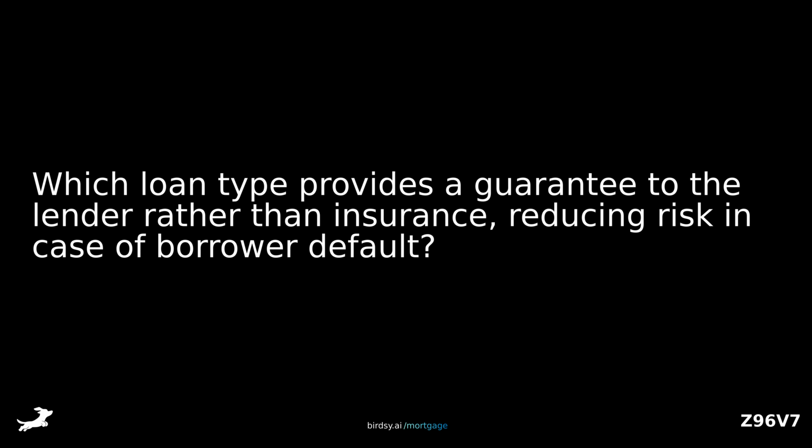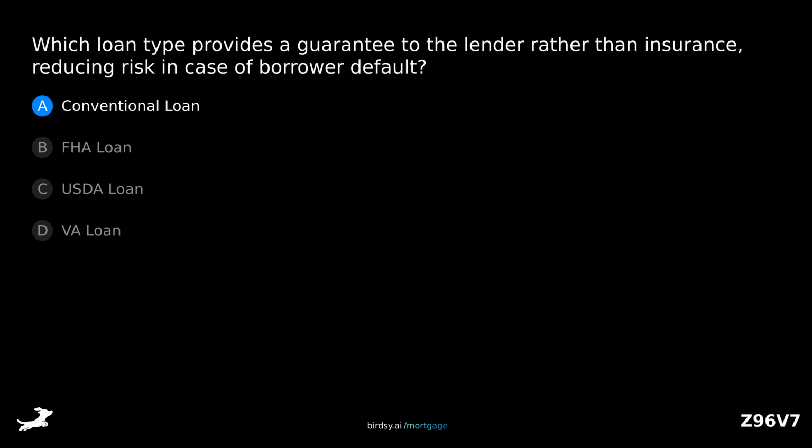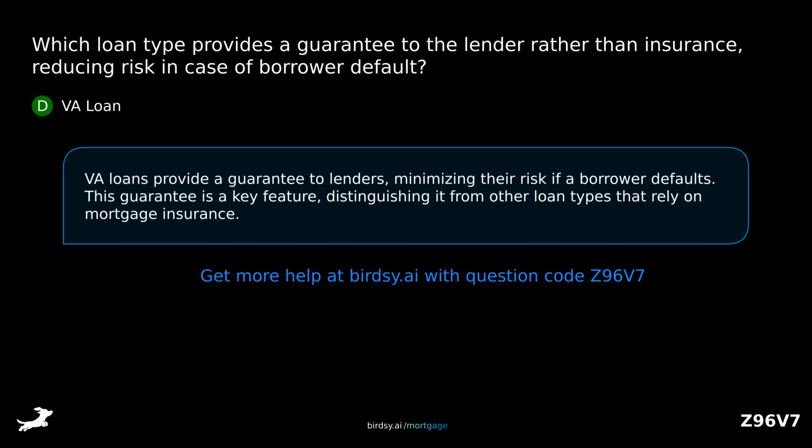Which loan type provides a guarantee to the lender rather than insurance, reducing risk in case of borrower default? Is it A, conventional loan, B, FHA loan, C, USDA loan, or D, VA loan? The answer is D, VA loan. VA loans provide a guarantee to lenders, minimizing their risk if a borrower defaults. This guarantee is a key feature, distinguishing it from other loan types that rely on mortgage insurance.